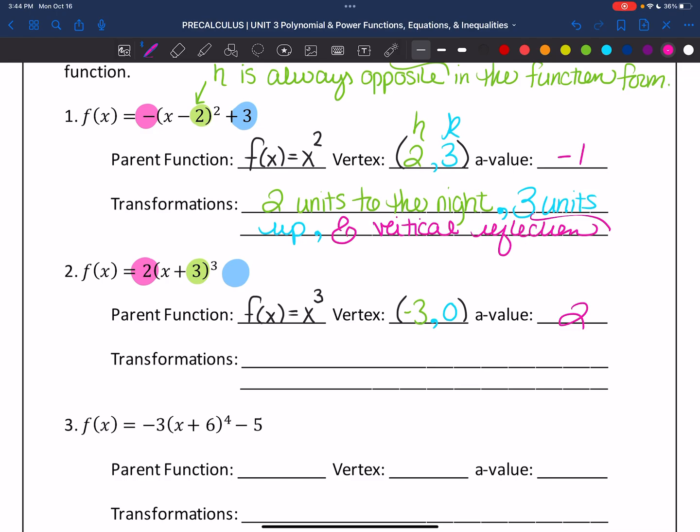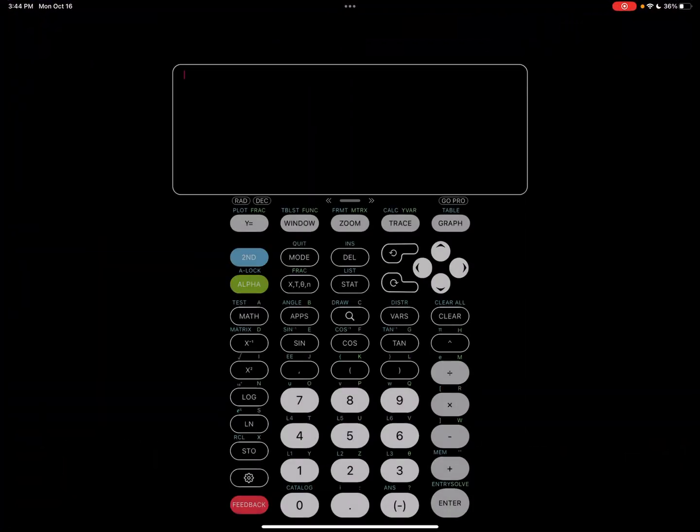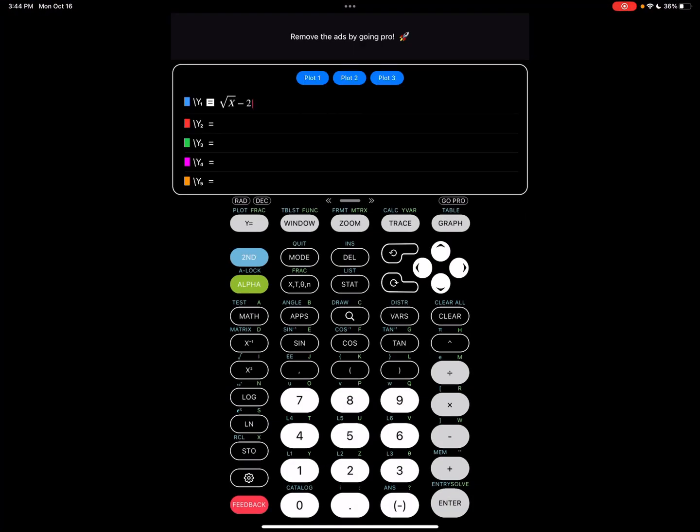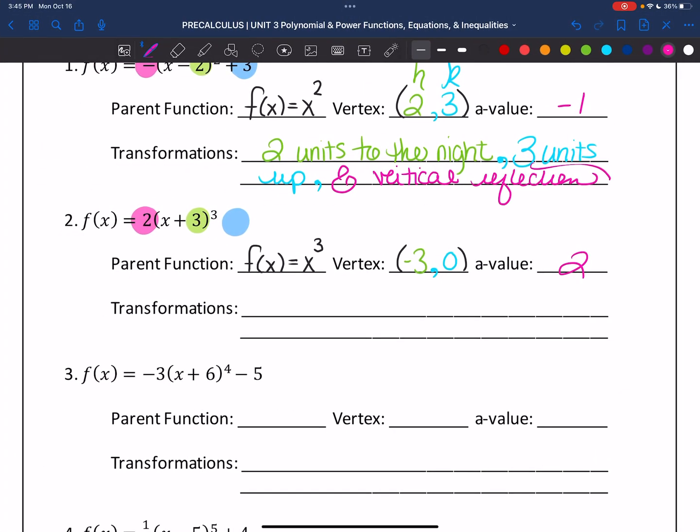So with these values, knowing now our vertex and our a value, what transformations happened here? Let me take a minute just to show you this graphically. Think about your parent function. What's our parent function? Our parent function is just x to the power of 3. But what is this function now? It's 2x, and then it was plus 3.